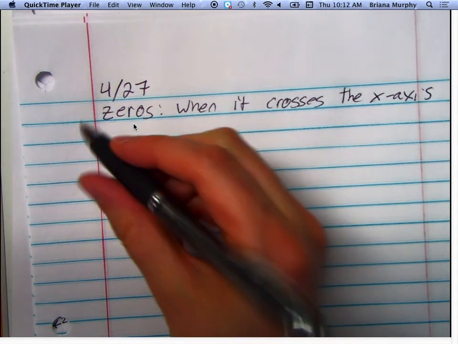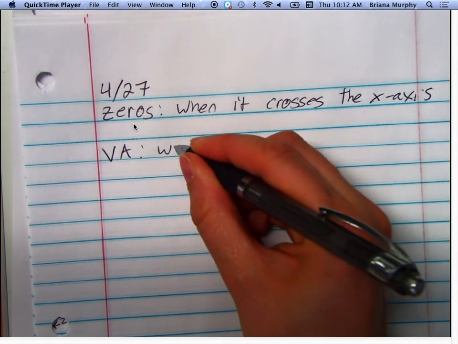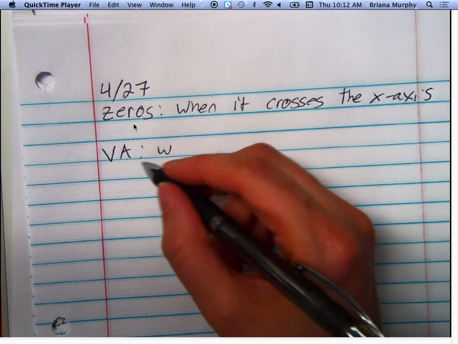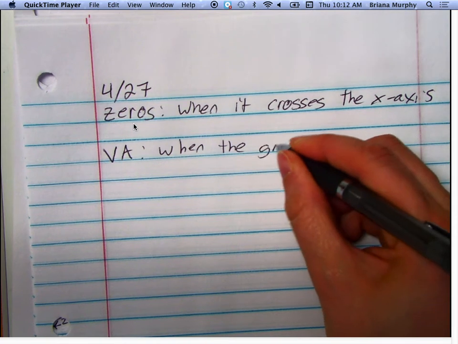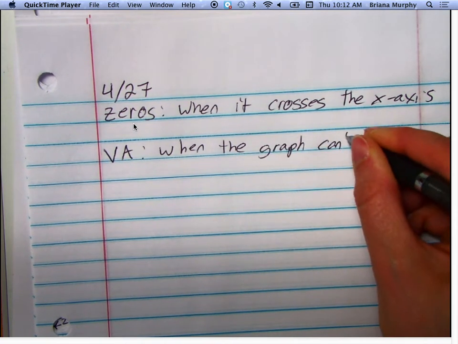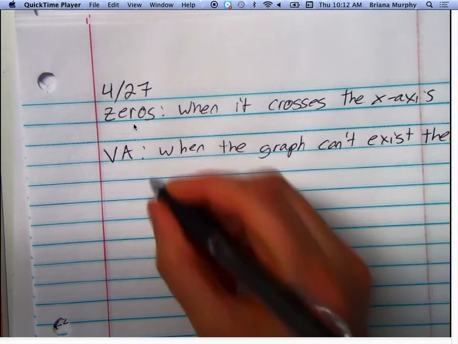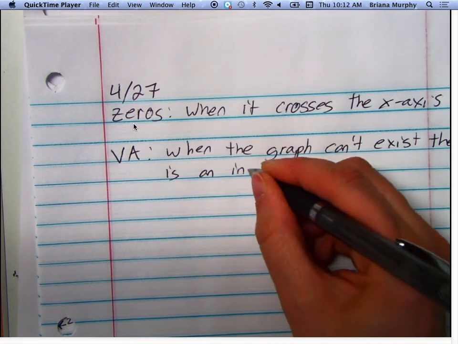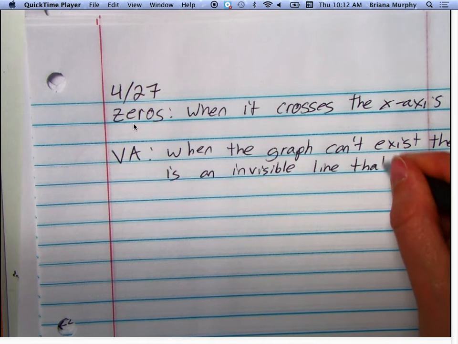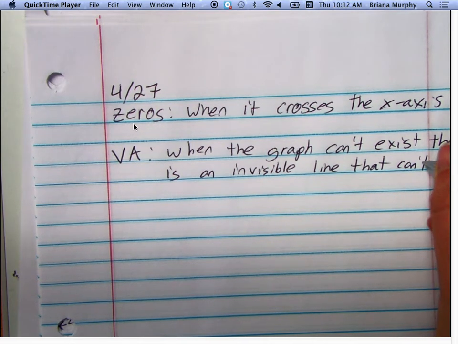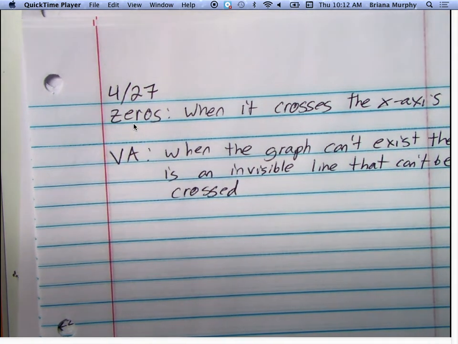All right, vertical asymptotes. I'm just going to call it VA. Okay, that's what I'm going to shorten it as. Okay, it's when the graph can't exist. There is an invisible line that can't be crossed. So the graph can exist on either side of the line, but it can't go through the line.